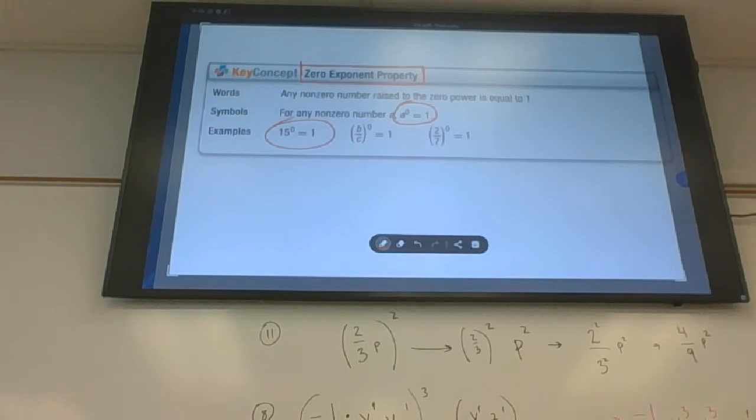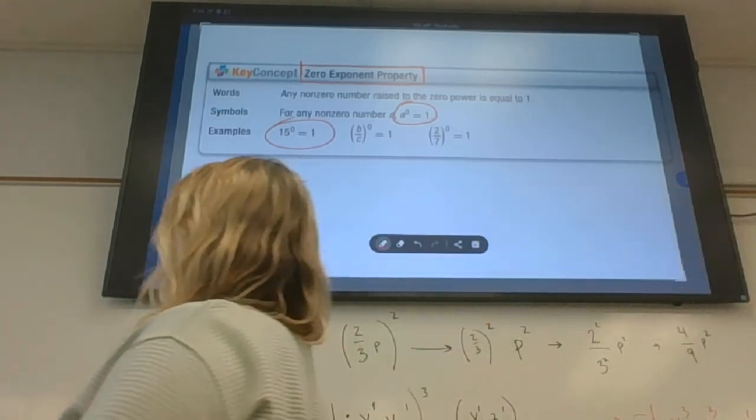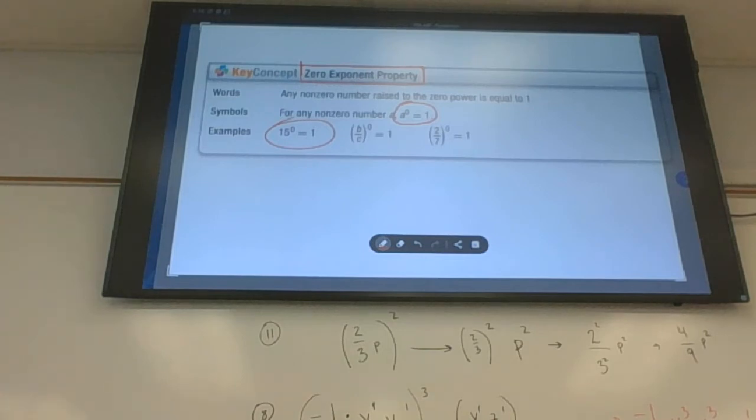I guess I should write this in the list. This one's called the zero exponent property. X to the zero power is 1. It actually is a whole number. It's 1.